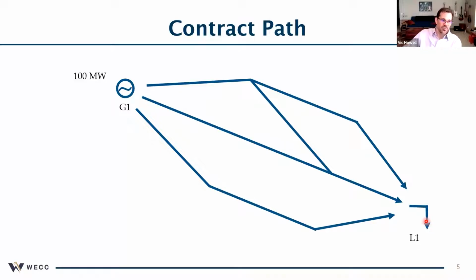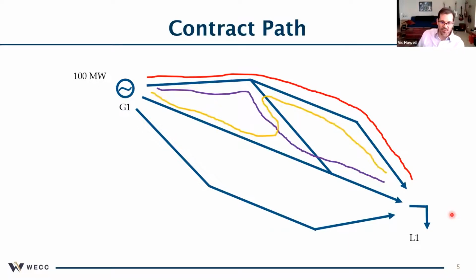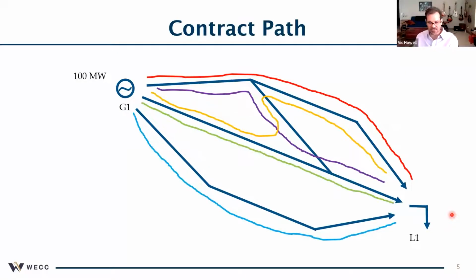let's say G1 wants to transfer 100 megawatts from here down here to the load. Well, if I've contracted that 100 megawatts to flow across this contract path, in reality, we've got some megawatts that flow along the purple path. We've got some megawatts that flow along the orange path. We've got some megawatts that flow along the green path, and so on and so forth.